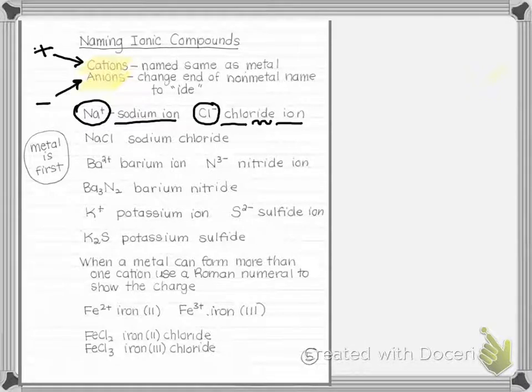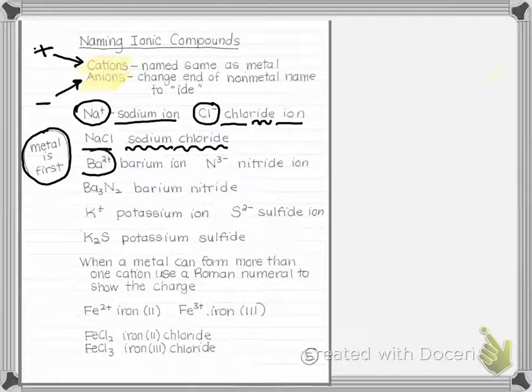So here's two examples. And recall from our previous video on writing formulas, the metal or the cation is first, followed by the nonmetal or the anion. So here's a formula, NaCl. We name the metal the same as the metal, sodium, and then for the second one we change the ending to IDE, chloride. So here's another example.